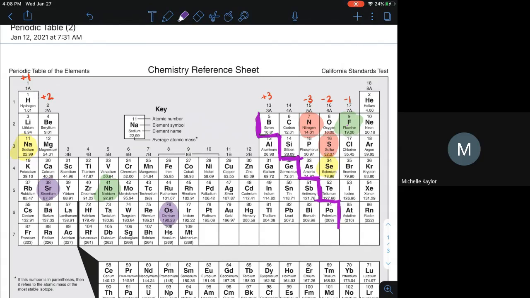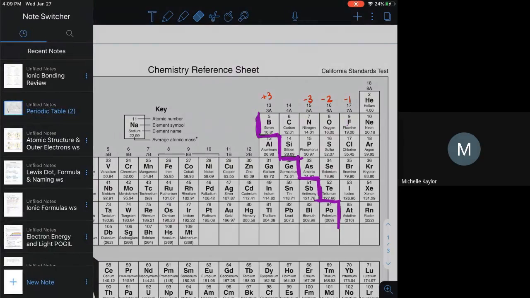That would not work because they're both on the left side of the staircase. So to have an ionic compound, you have to have an element on both sides of the staircase. So that was number 7. That's what that was asking about. So it wants you to give an example of something that would not work in terms of forming an ionic compound.